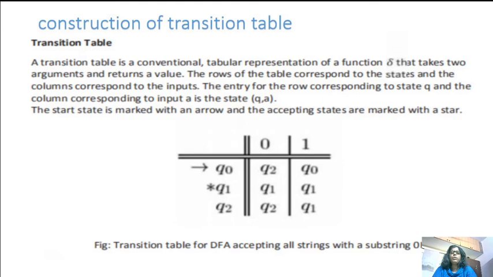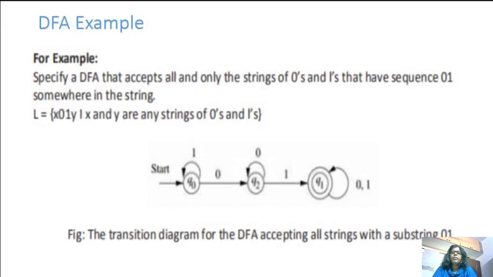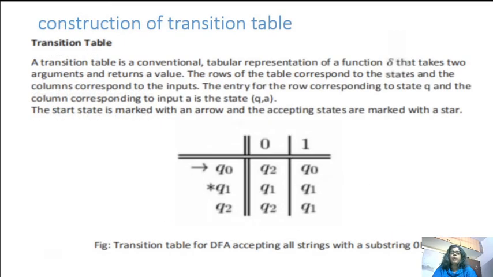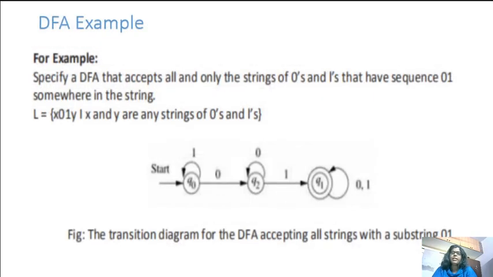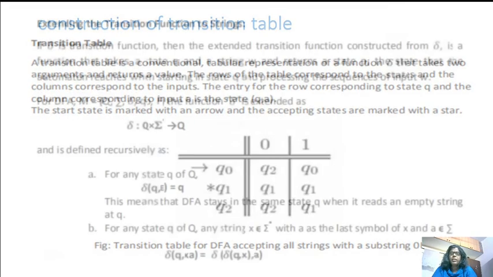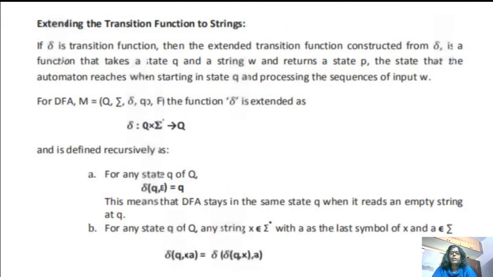Q1 reads 1, again it stays in Q1 itself since 0 and 1 are self loops on Q1. Next, Q2 reads 0, it stays in Q2 itself since it's a self loop. Q2 reads 1, it moves to Q1. This is the transition table we have to write. From the transition diagram we can easily write it.